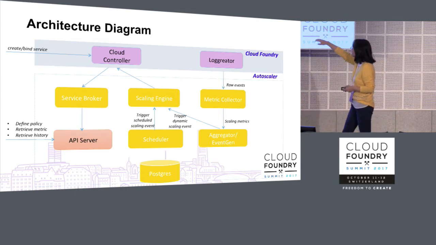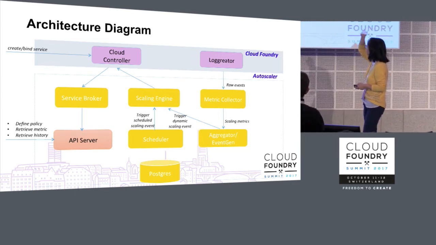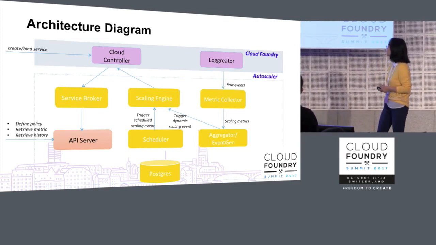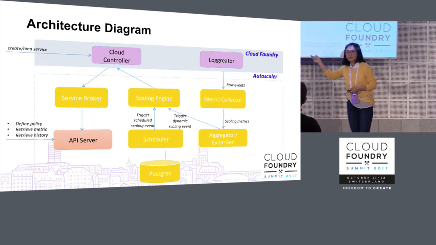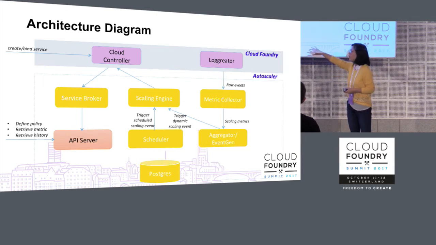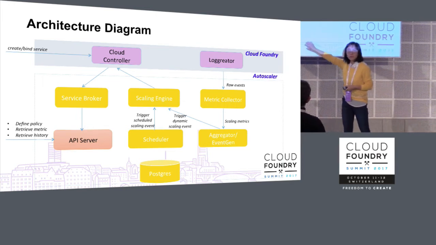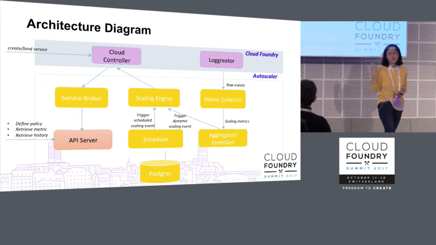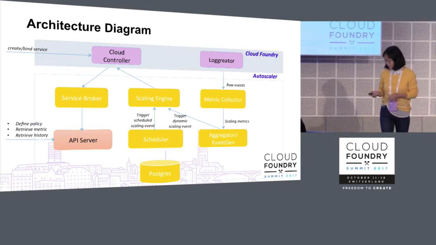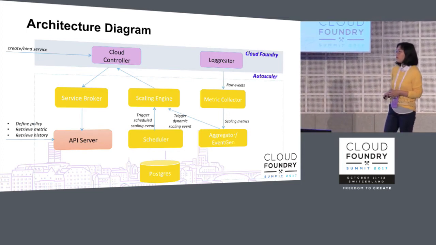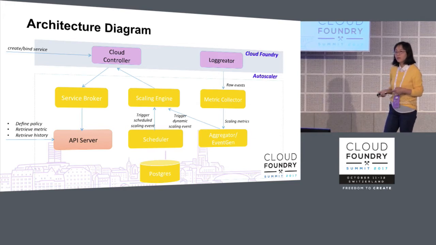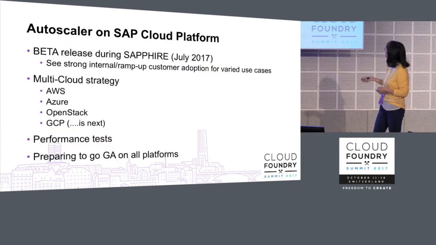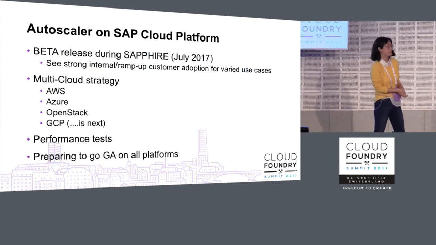And we also have a scheduler. The scheduler will trigger scheduled scaling events to the scaling engine. All this data is saved in a Postgres database. We plan to add more database support in the future, but currently it is Postgres. And AutoScaler has been deployed on the SAP cloud in July this year. So I shift back.